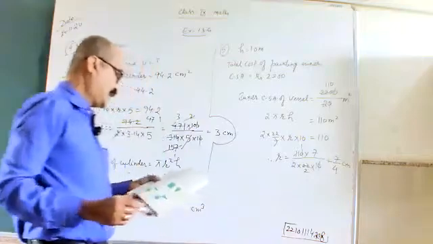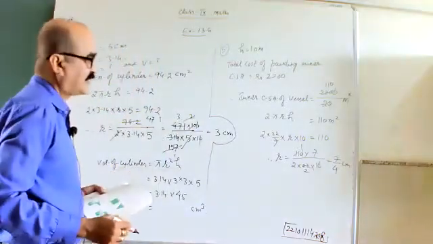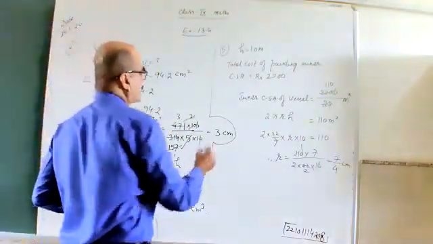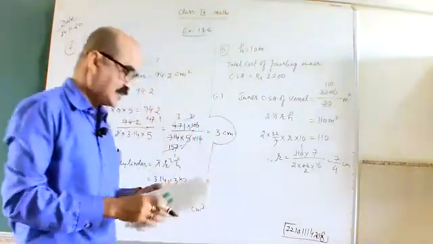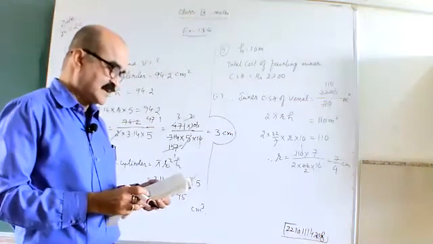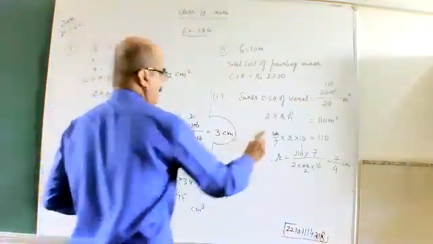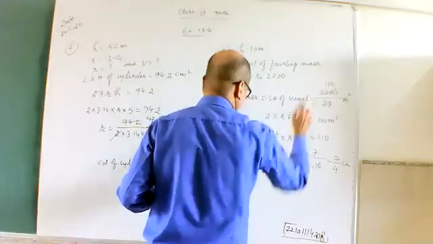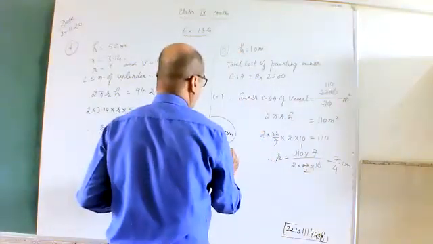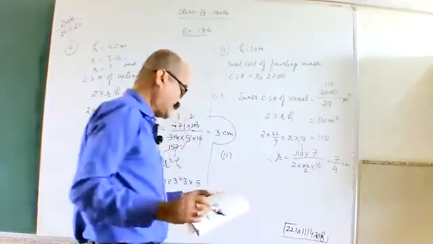So the inner curved surface area of the vessel is 110. This is the first part, and the second part is we need to find the radius. So the radius is 7 by 4.